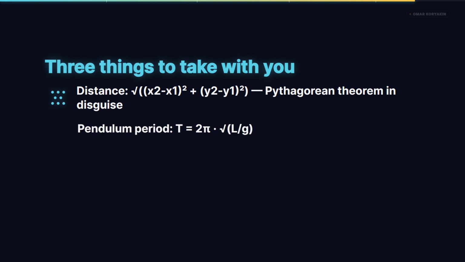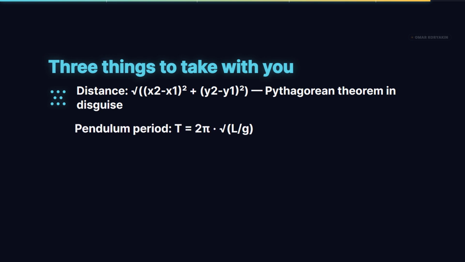The pendulum period is 2 pi times the square root of length over gravity. Use it for any small angle pendulum on Earth or any other planet. The square root of L means doubling the length multiplies the period by root 2, not by 2.